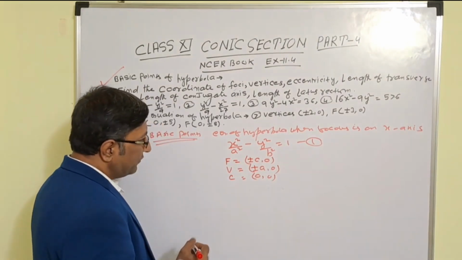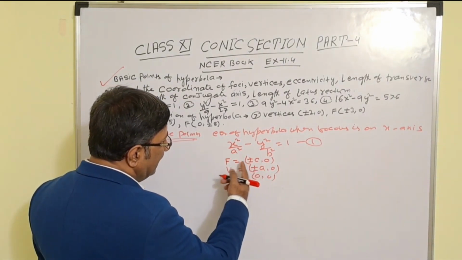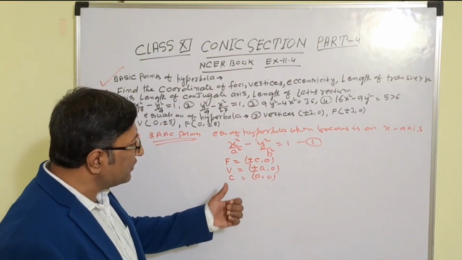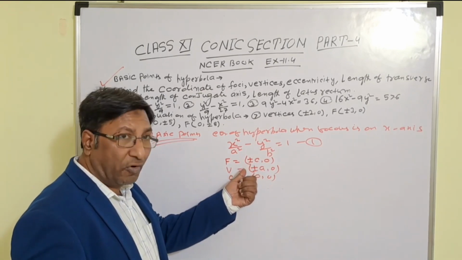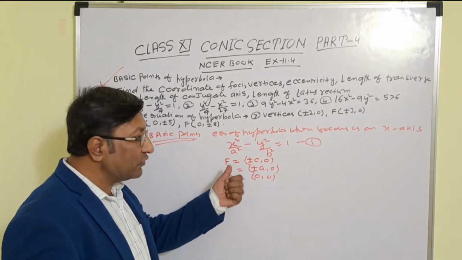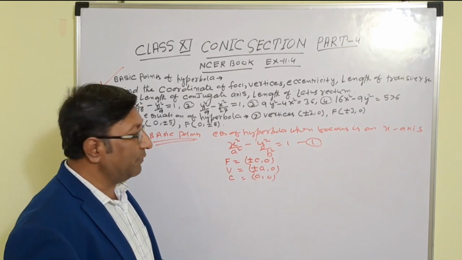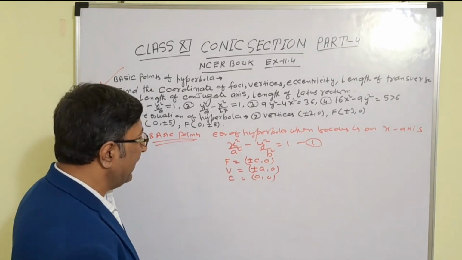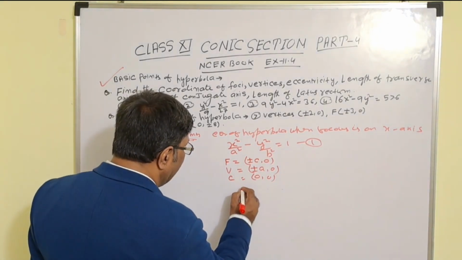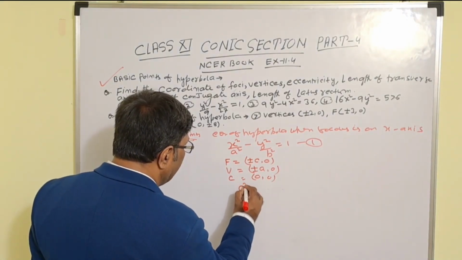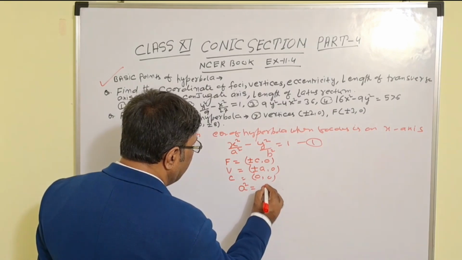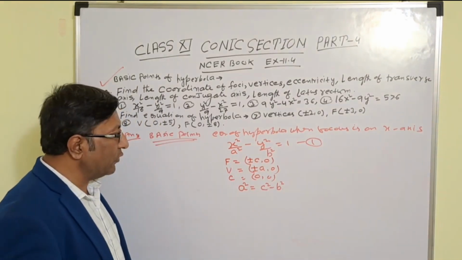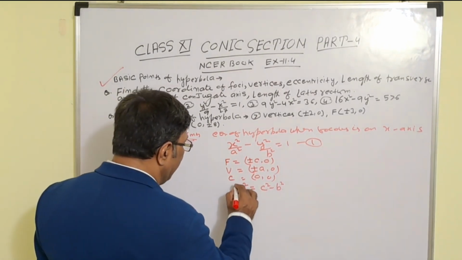Now this is a and this is plus minus c. So what is c? C is the distance of one focus from the center of the hyperbola. So what is the relation between a, b and c? The relation is a square equal to c square minus b square. A square equal to c square minus b square.